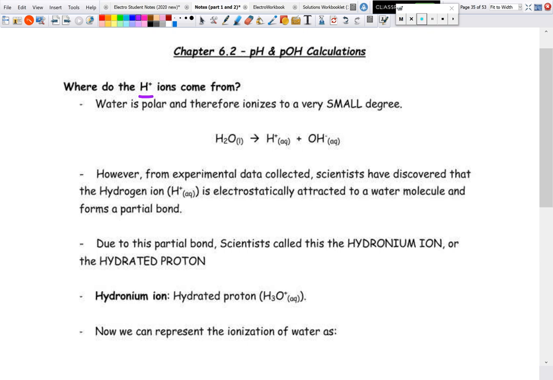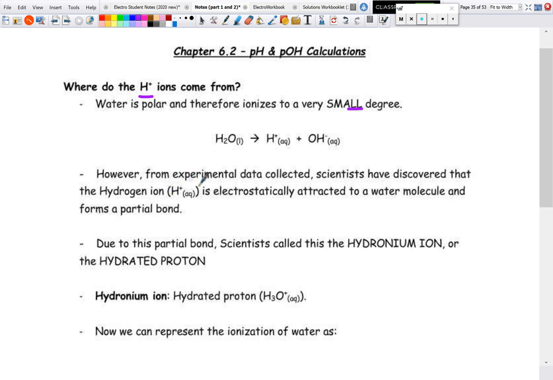So first of all, in an acid, where does this hydrogen ion come from? Well, we know water is polar and it ionizes to a very small degree. If you ever check pure water with a conductivity meter, it is slightly conductive. Now, water being a molecular compound, it shouldn't be. So this is how we know that this must happen to a very small degree.